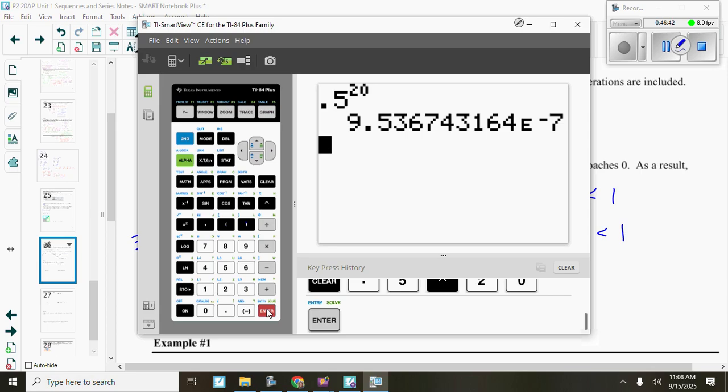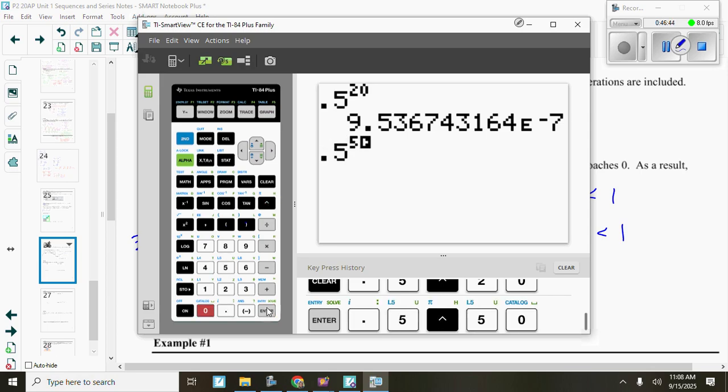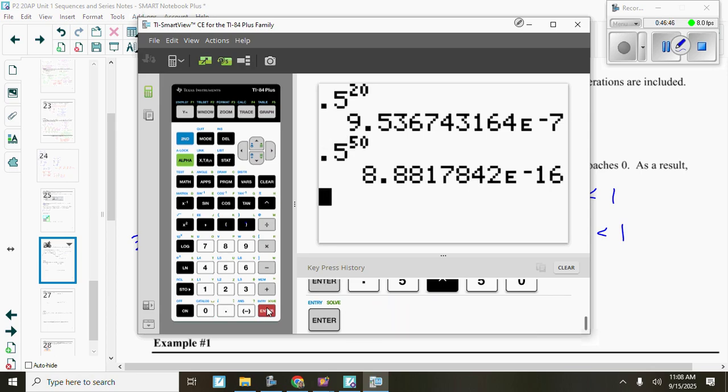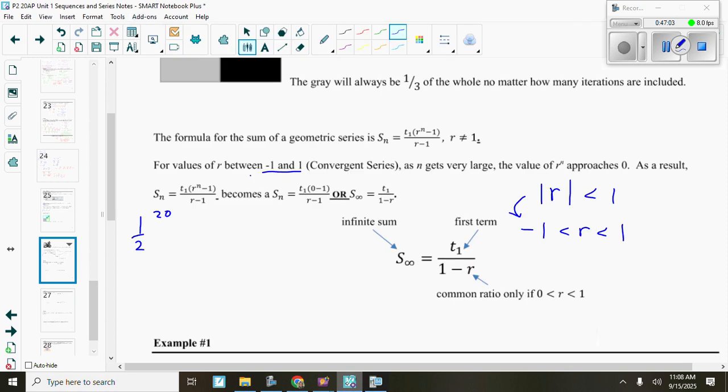If you kept going, 0.5 to the exponent 50, now we're moving the decimal place over 16. So you can see that when you take a fraction like 1/2 and put it to a large exponent, it basically becomes 0. It gets so infinitesimally small that it becomes 0. So that's why this part right here is becoming 0.